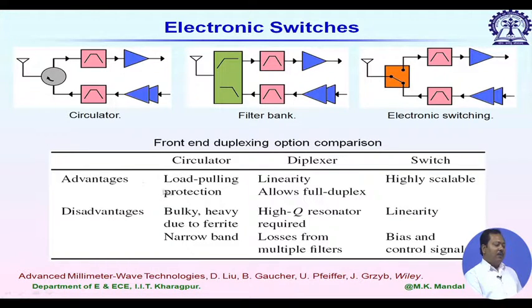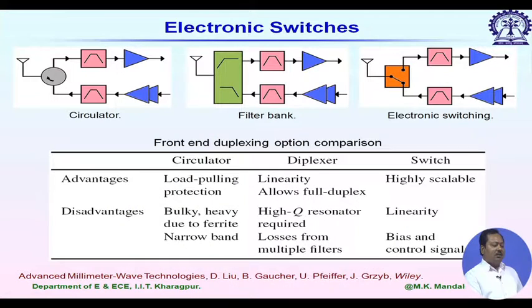Circulator, we have load pulling protection. So, on the right hand side whatever you connect, whatever the impedance may be, it does not cause any problem to the left hand side, but it has the disadvantage that it is bulky, because it is made of ferrite devices. So, it needs a biasing arrangement, it needs some magnet. So, that is why it becomes bulky, expensive, and typically this is also a narrowband device.